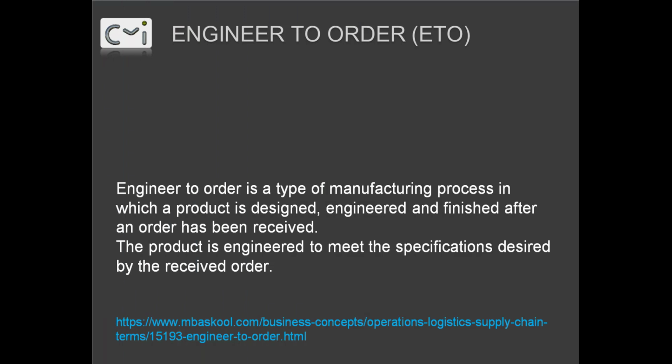Engineer-to-order is a type of manufacturing process, in which a product is designed, engineered, and finished after an order has been received. The product is engineered to meet the specifications desired by the received order. This process leads to customer-specific parts, which cannot be pre-manufactured. CAD systems are used to design the geometry for these parts.